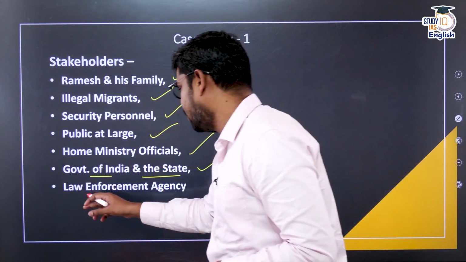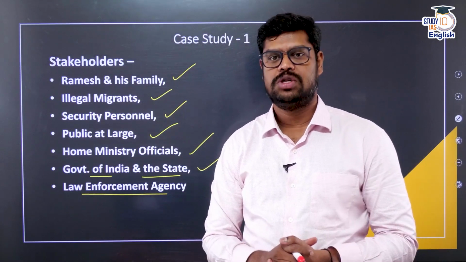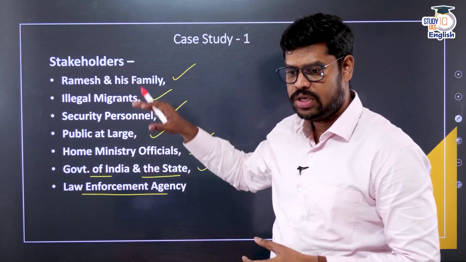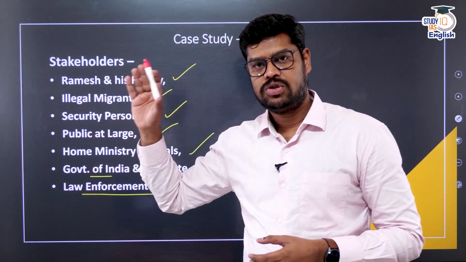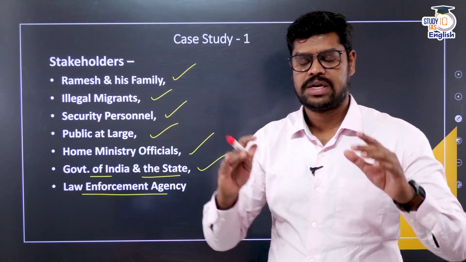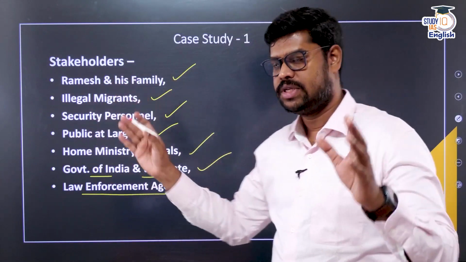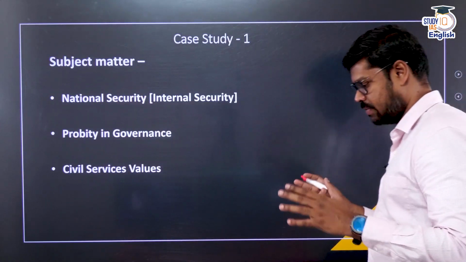And then the law enforcement agencies, be it the center or the state, also have equal responsibility in protecting all those things. So these are the possible stakeholders I was able to identify. I also suggest all these students that the first thing you will have to understand is to try to identify as many stakeholders as possible in a case. Once that is done, then we can go to the subject matter.